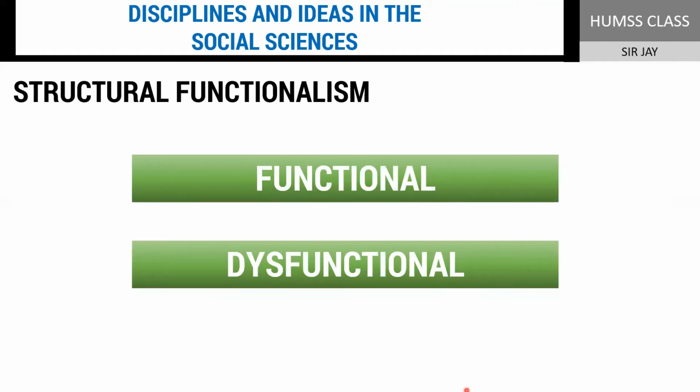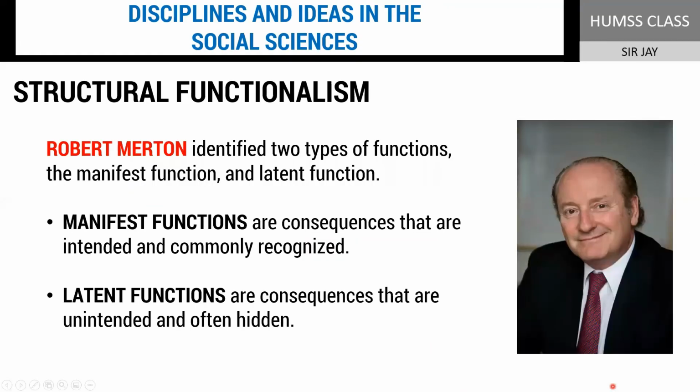Functionalists use the terms functional and dysfunctional to describe the effects of social elements on society. It is functional if they contribute to social stability. Again, it is functional if they contribute to social stability, and dysfunctional if they disrupt social stability. Are we clear? Great. Let us proceed.